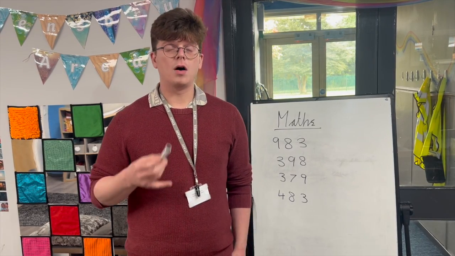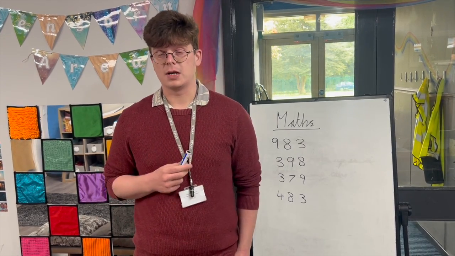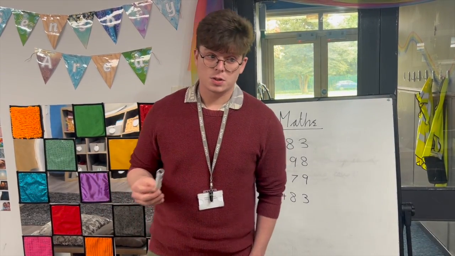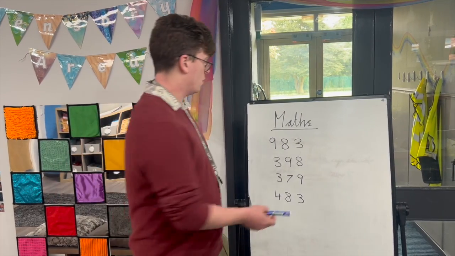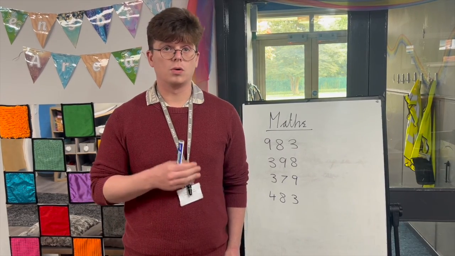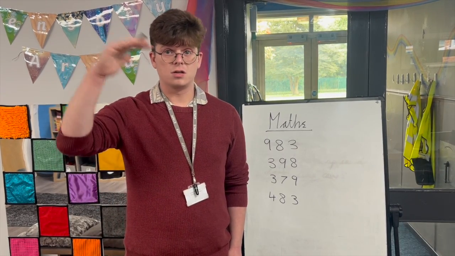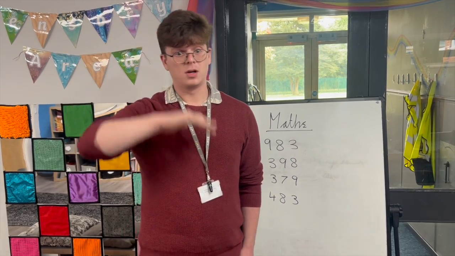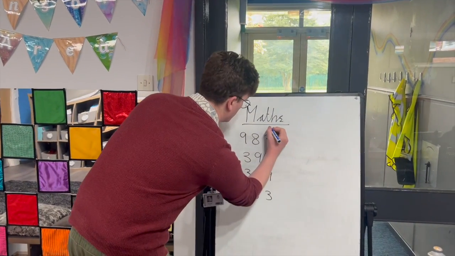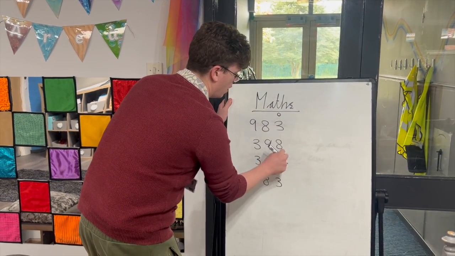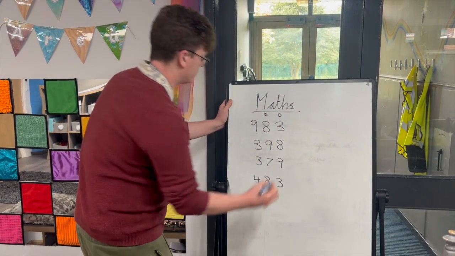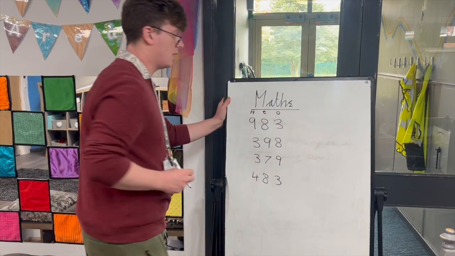Now, one of our topics as part of number and place value is comparing and ordering numbers up to 1000. So on the board behind me, I have got 4 3-digit numbers, and together we are going to order them from greatest to smallest. So that's biggest at the top, smallest at the bottom. So first of all, I'm going to indicate that these numbers are my 1s, these numbers are my 10s, and these numbers are my 100s.